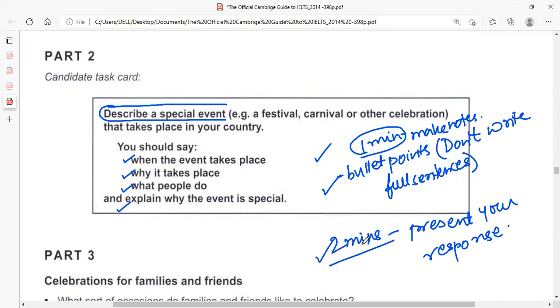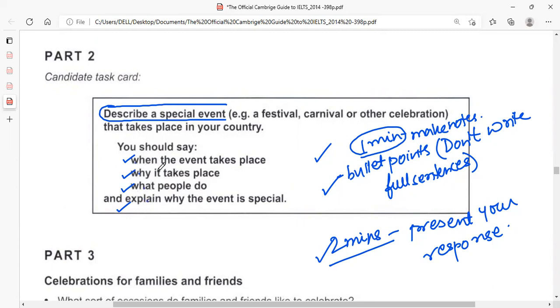You mostly don't have to think about the 2 minutes. The examiner will stop you once you've given sufficient content and once your 2 minutes are over. Number 1. Okay. Number 2, there is no hard and fast rule that you have to follow the sequence. But it is mandatory and critically important for you to answer all the cues.